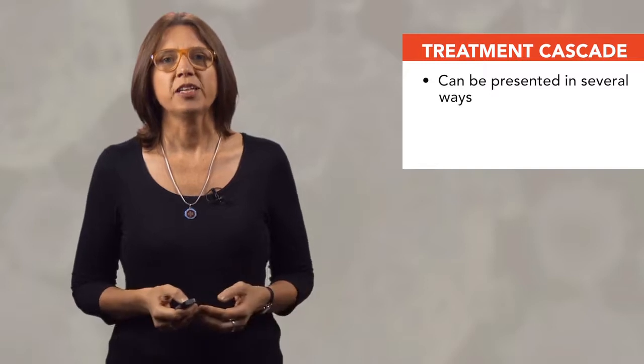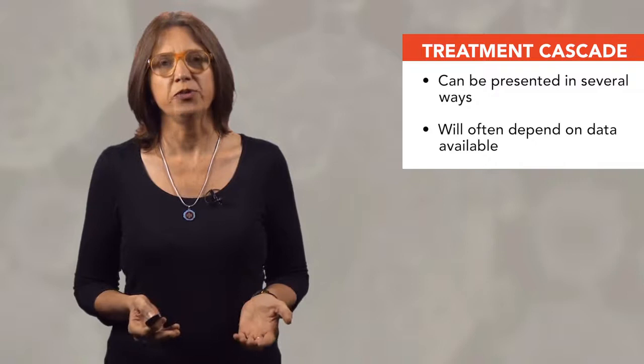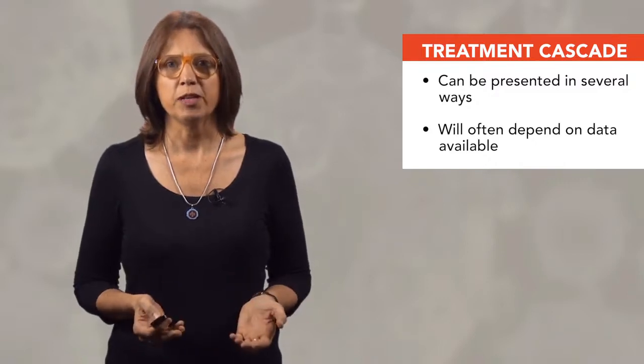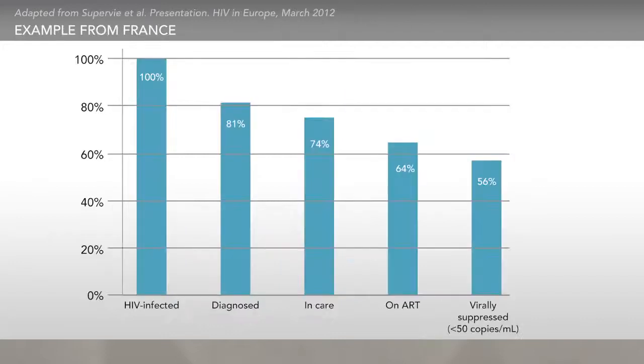The treatment cascade can be presented in several ways, and in practice that depends on the available data. Another example of the treatment cascade, this time from Estonia, shows a high proportion of people virally suppressed, although still low, and also includes the indicator retained in care. This is from 1 year to the next. An example from France here shows that 56% of people living with HIV in France nationally have suppressed viral load.